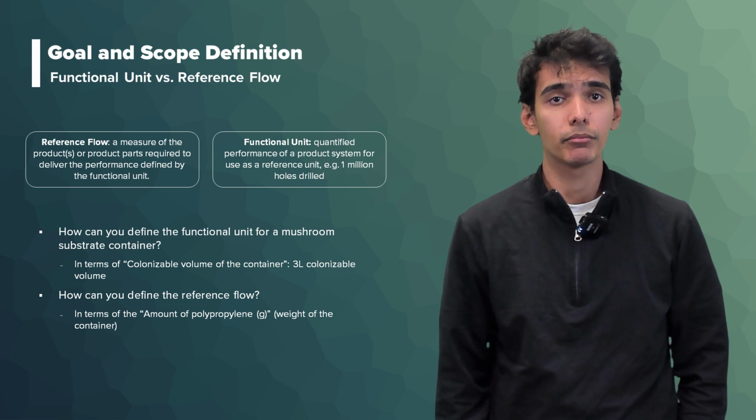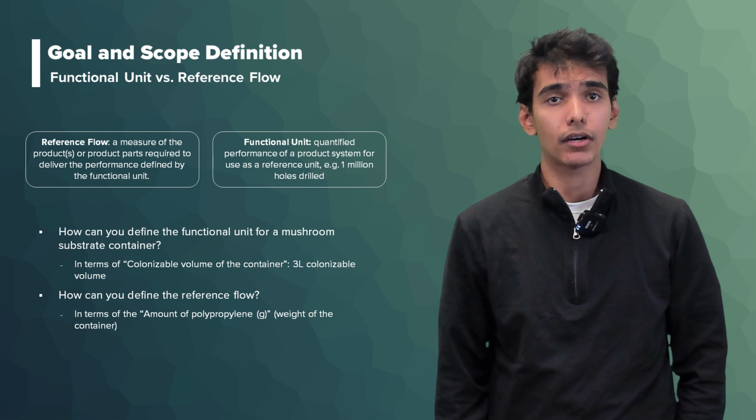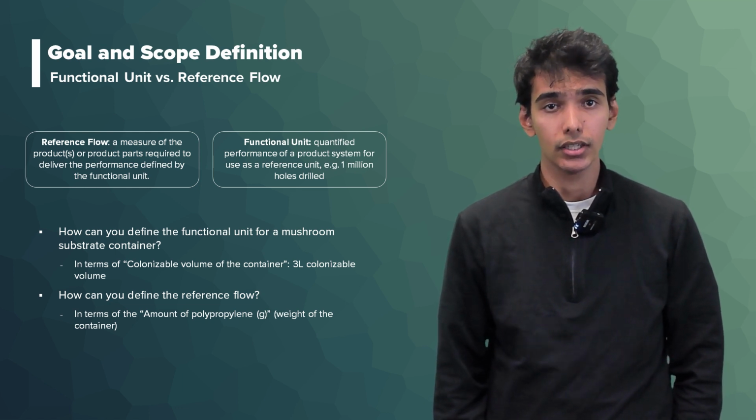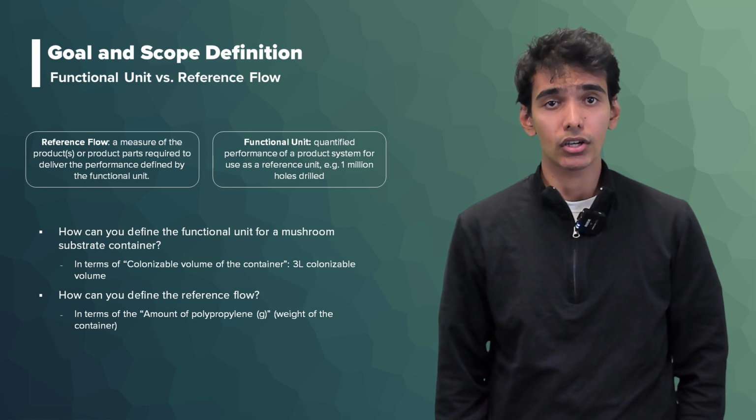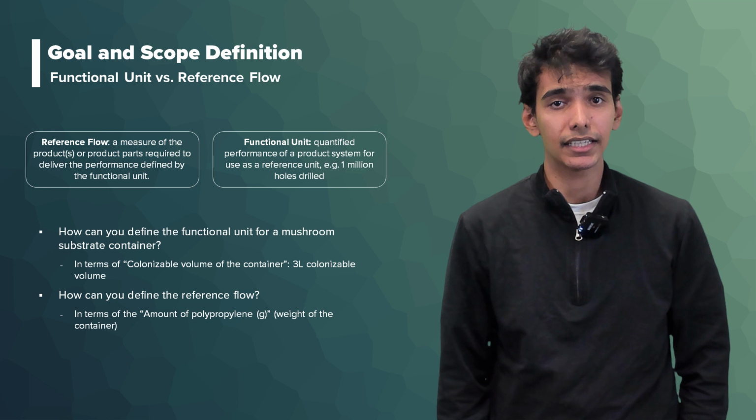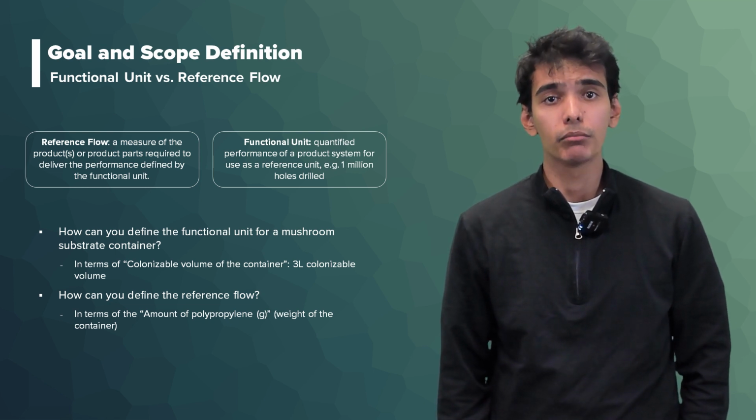So try to remember, the reference flow is a measure of the products or product parts required to deliver the performance defined with a functional unit. Our functional unit was colonizable volume, and what we need to achieve this is a certain amount of polypropylene for making our container.